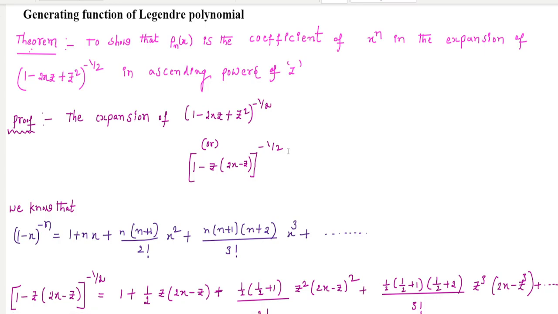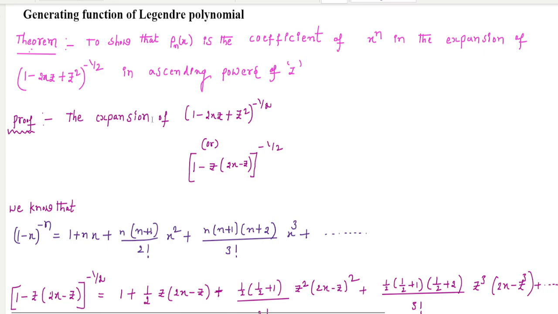Today we are going to discuss the generating function of Legendre polynomial. This Legendre polynomial theorem is to show that Pn of x is the coefficient of x power n in the expansion of (1 minus 2xz plus z square) whole power minus 1 divided by 2, in ascending powers of z. So we need to show the coefficient of z power n in the ascending powers of z in this expansion.